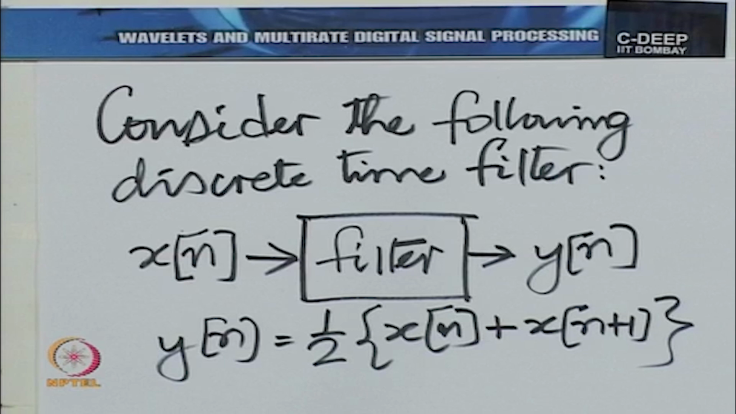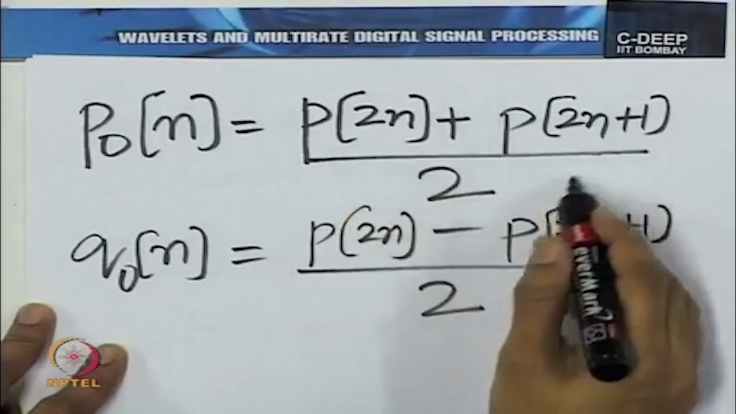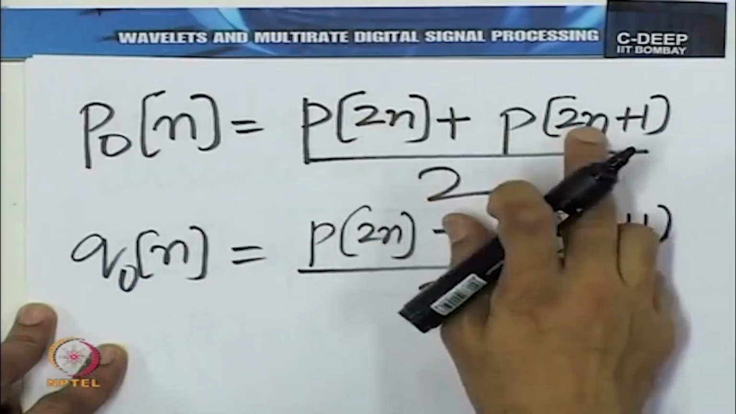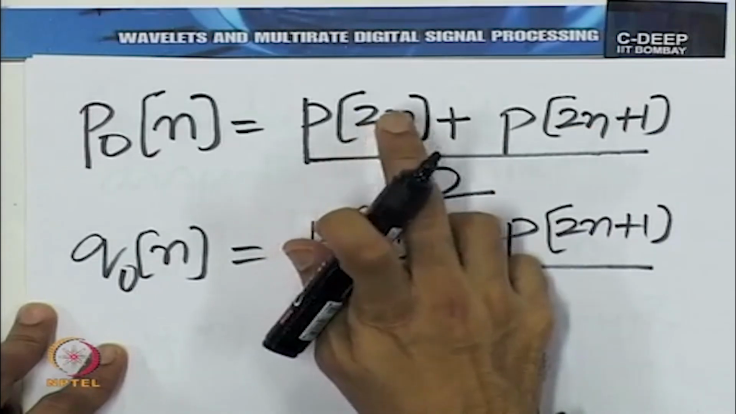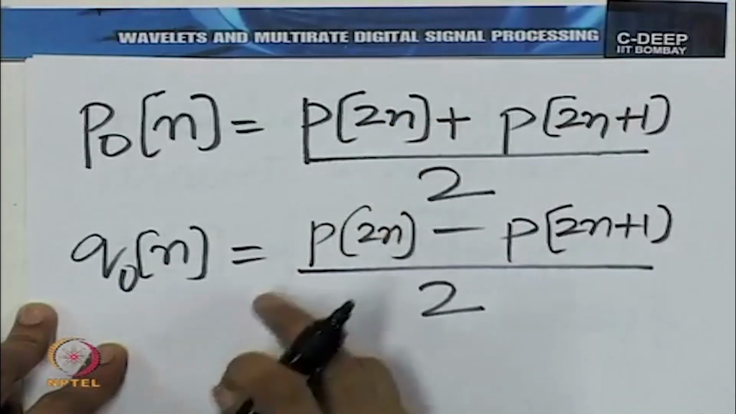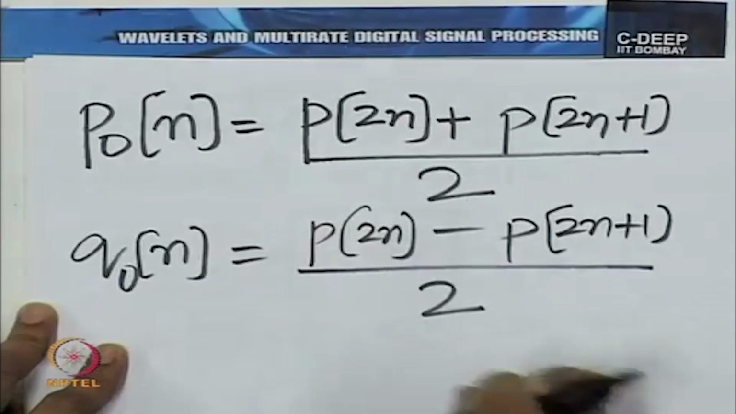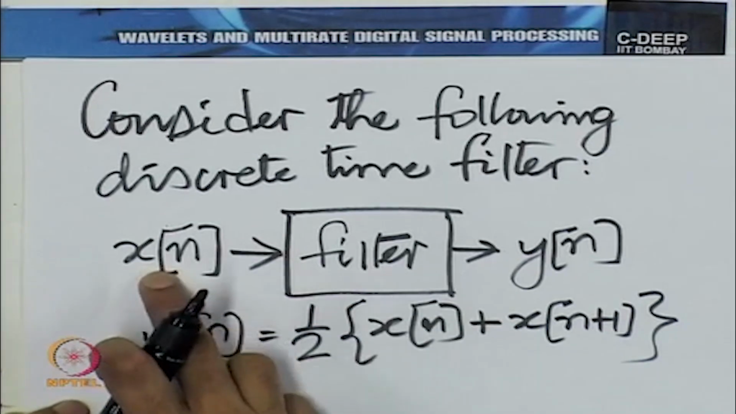What have we done here in this relationship? Let us reflect on the connection between, for example, this relationship here and the filter we just constructed. If you think of 2n as a variable, let us say it is L, then this is P of L plus P of L plus 1 by 2. Then in fact, this is essentially the filter acting on the sequence P.